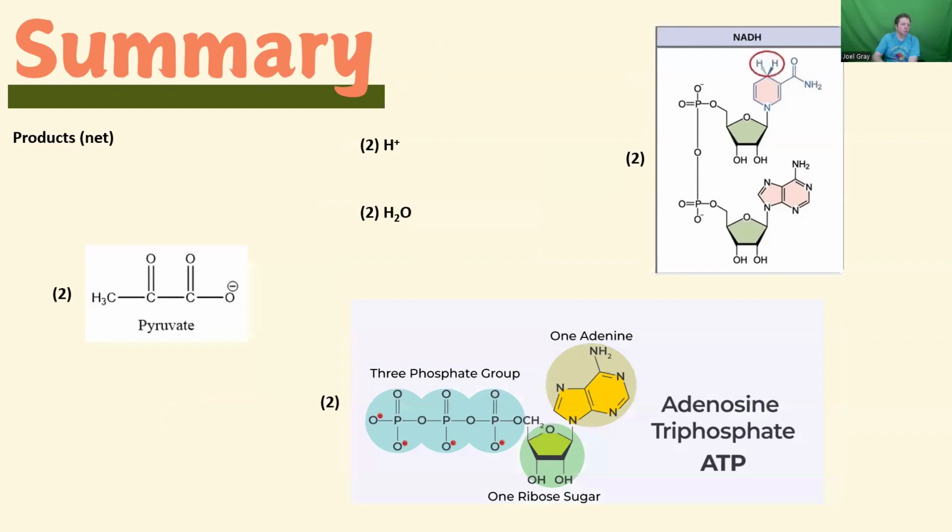Which hopefully on the next slide will make a little bit more sense for some of the numbers. We're going to get, again, our net products. We're going to get 2 pyruvate, 2 protons, 2 water, 2 NADH, and then 2 ATP. Oh, but wait, I just said that we get 4 ATP. Well, the key word there is net. Our net return from all of this is going to be 2 ATP.